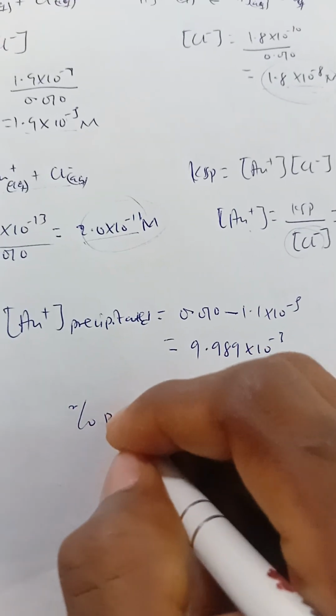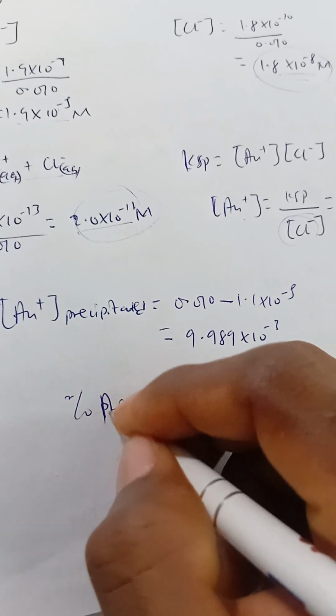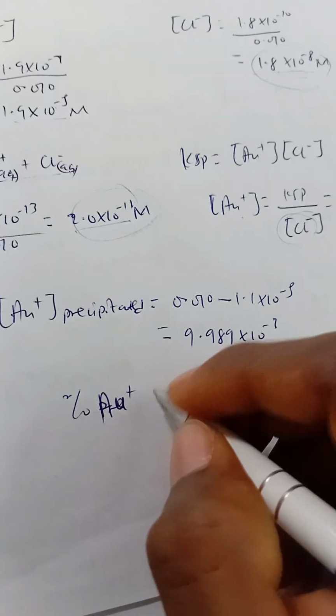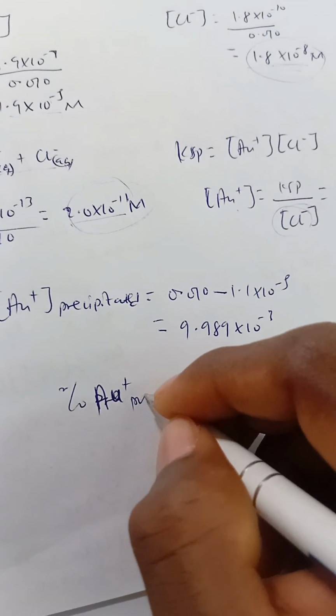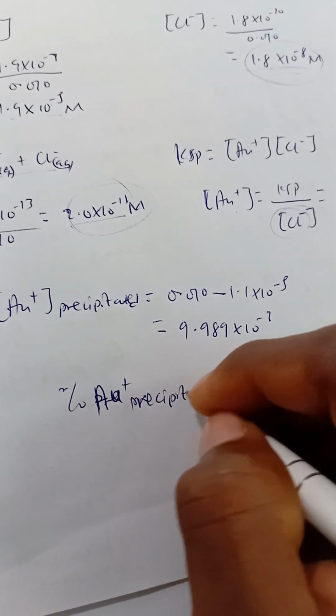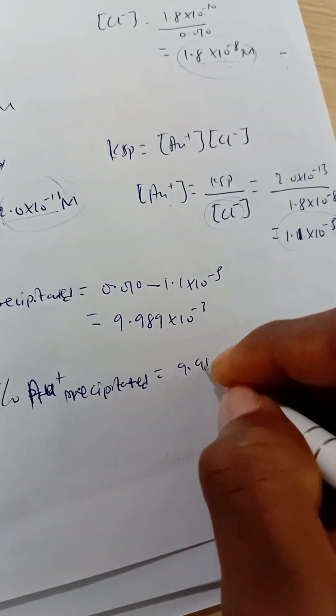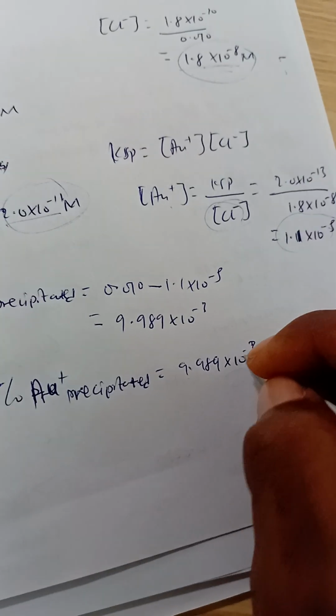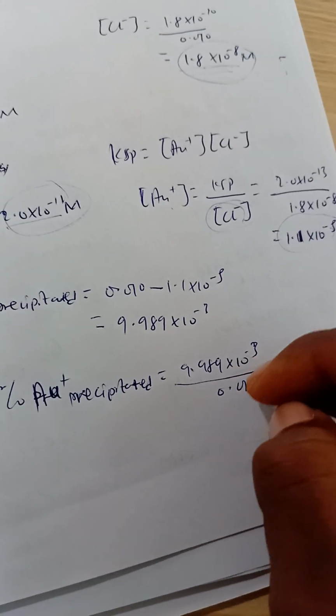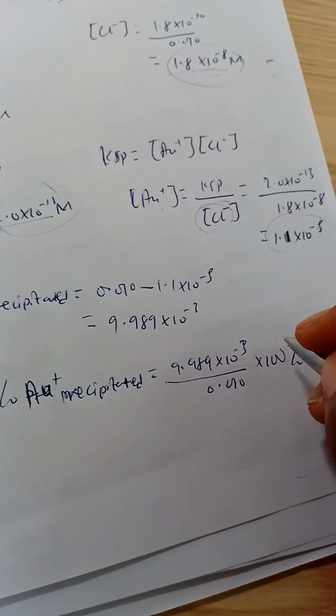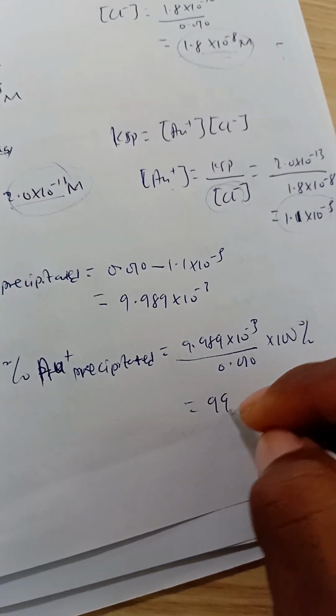And we can find the percentage of Au+ that precipitated to be 9.989 × 10^-3 over 0.010, times 100%. Then we get 99.8%.